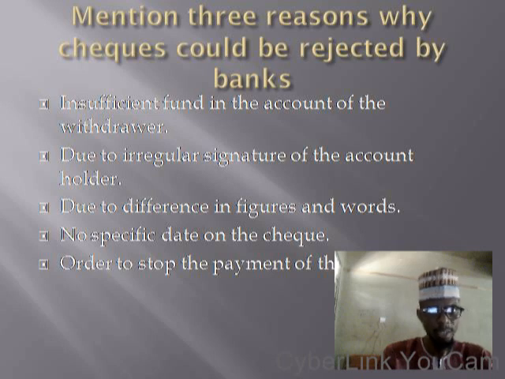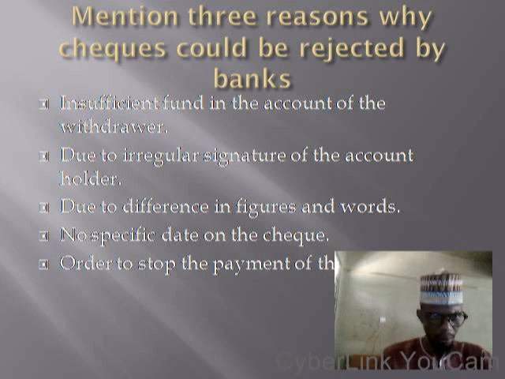3, due to a difference in figures and words. Yes, there are different columns in your check. There's a particular column where you need to write the amount you want to withdraw in words. There's another column where you write it in figures. If in figures you write 200,000 naira, and in words you write 250,000 naira, you know there's a difference. That check will automatically be dishonored or rejected.